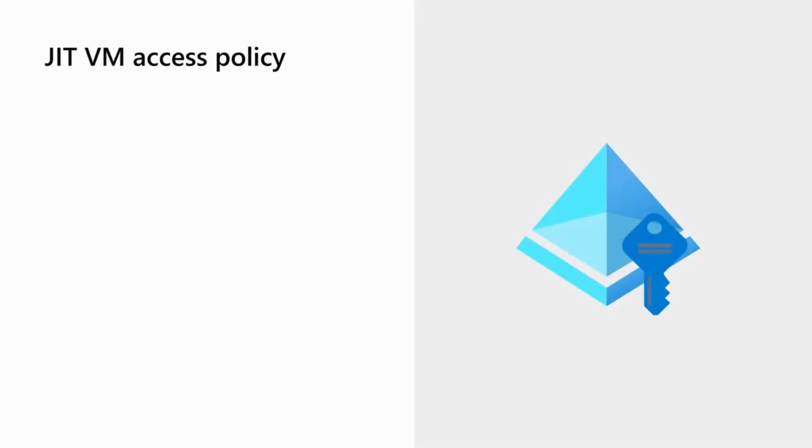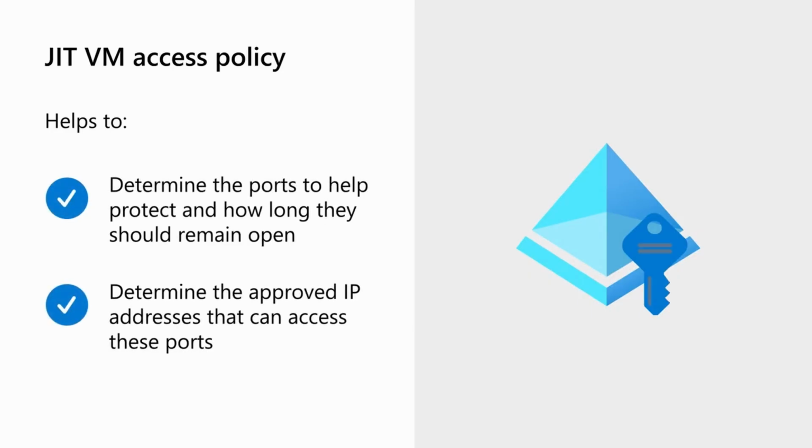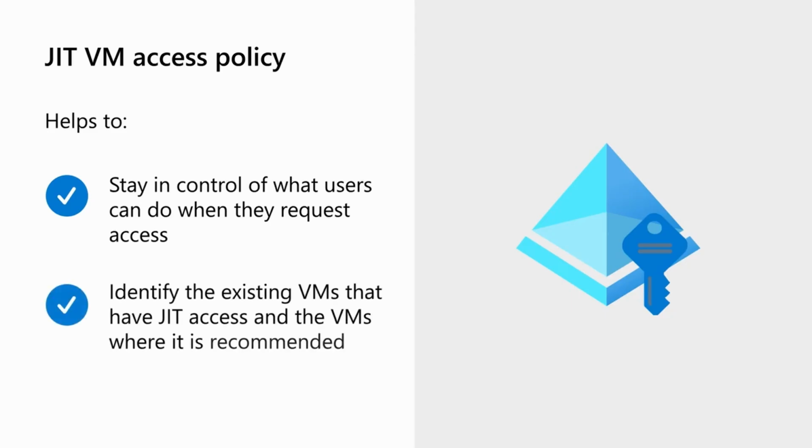When you enable JIT VM access for your VMs, you next create a policy that determines the ports to help protect, how long ports should remain open, and the approved IP addresses that can access these ports. The policy helps you stay in control of what users can do when they request access. Requests are logged in the Azure Activity Log, so you can easily monitor and audit access. The policy will also help you quickly identify the existing VMs that have JIT VM access enabled, and the VMs where JIT VM access is recommended.